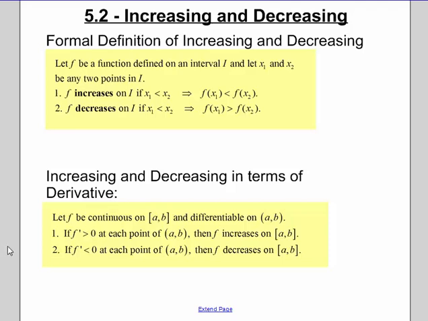Today we're going to be talking about increasing and decreasing functions. So the formal definition of increasing and decreasing is: if you have two x values where x1 is less than x2, the function is increasing if the y from the x that's less is less than the y for the x that is greater. Or it's decreasing if, as I go from a smaller x to a bigger x, my y's are getting smaller.